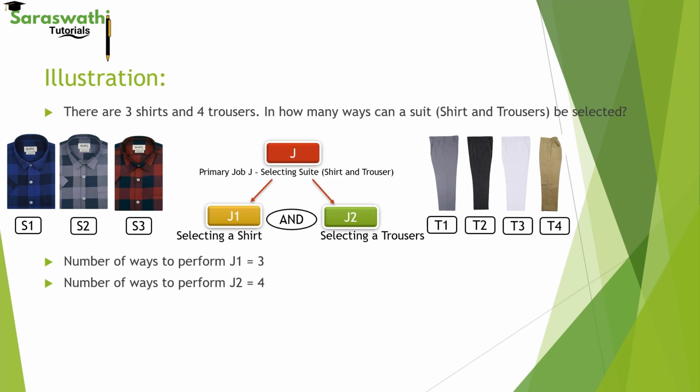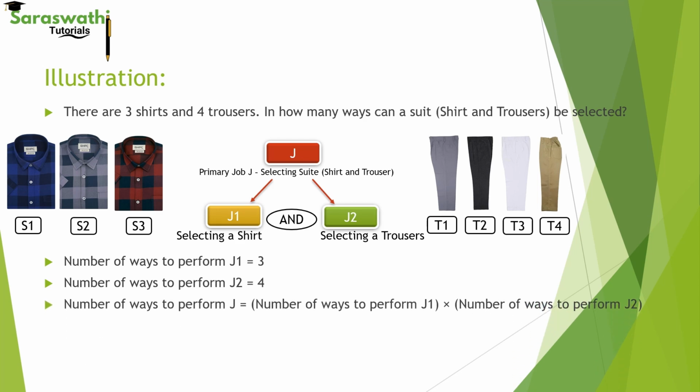Since the subjobs J1 and J2 are connected by the keyword and, we should use the principle of multiplication. This means the number of ways to perform J is equal to the product of the number of ways to perform J1 and the number of ways to perform J2. In this case, it's the product of 3 and 4, which equals 12. Hence, the number of ways to select a suit is 12.